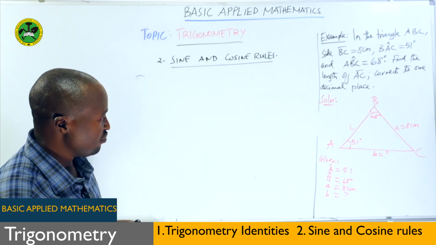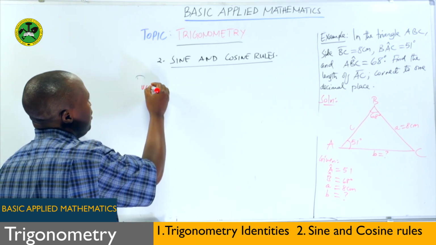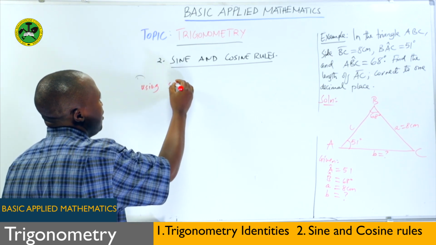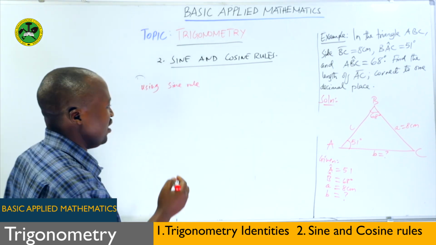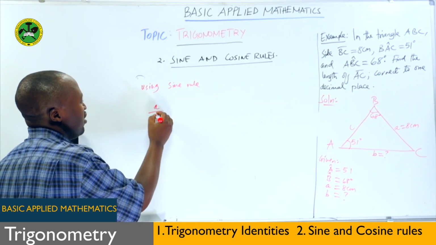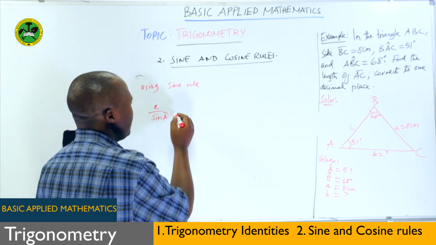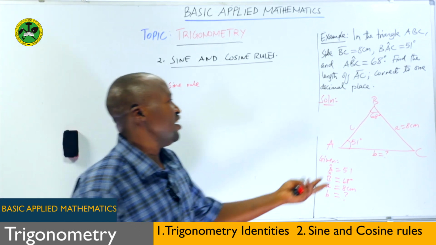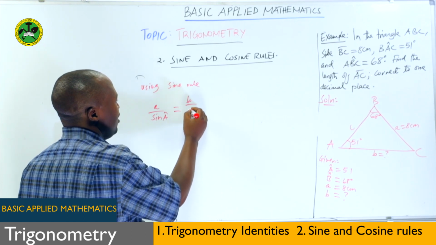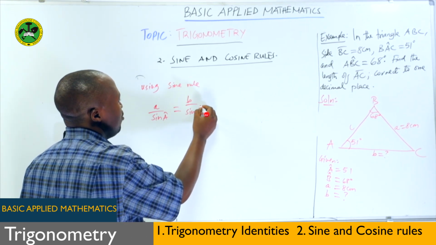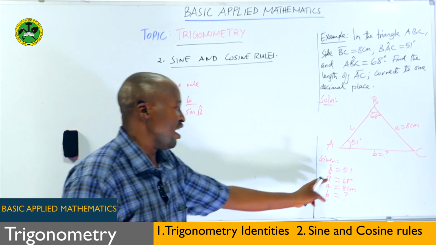Let us recall the sine rule as follows. Using the sine rule, starting with the sine A, we have length A over sine of angle A. This is equal to B over sine of angle B. Now let us substitute the values we have.